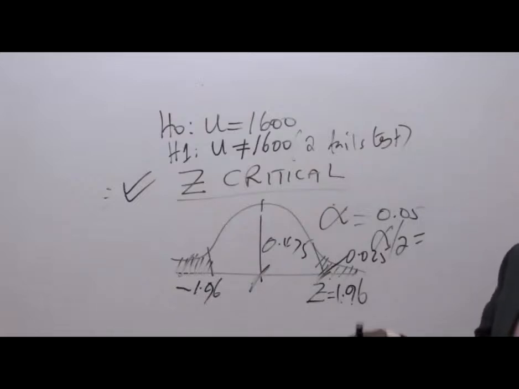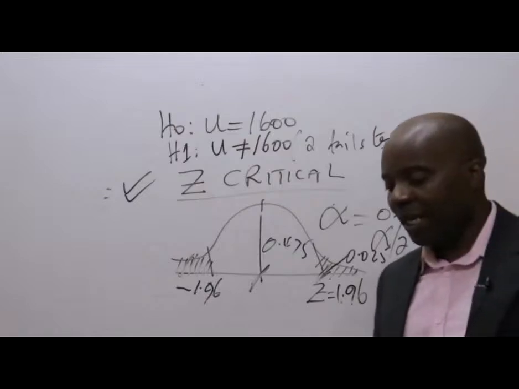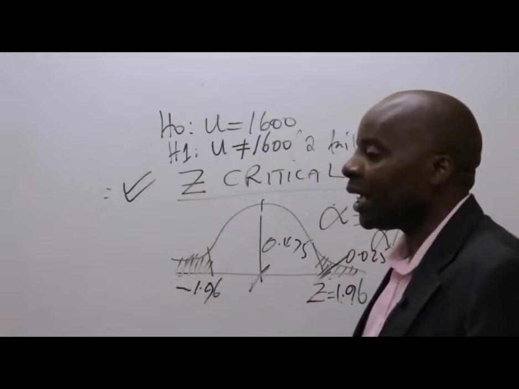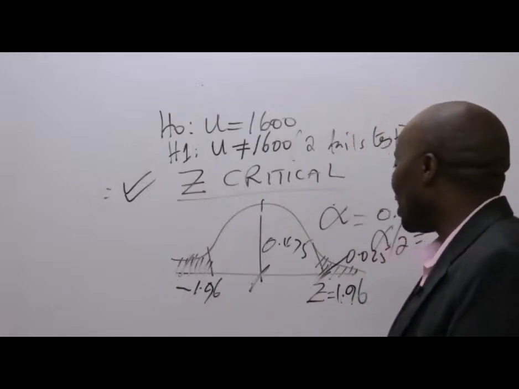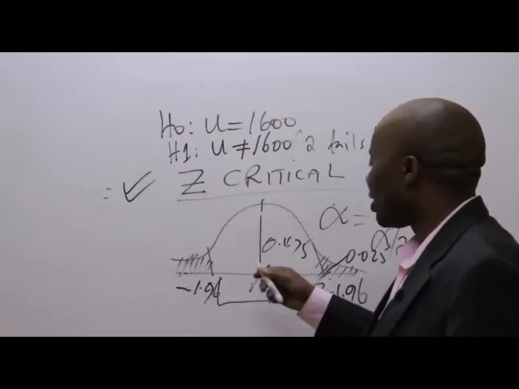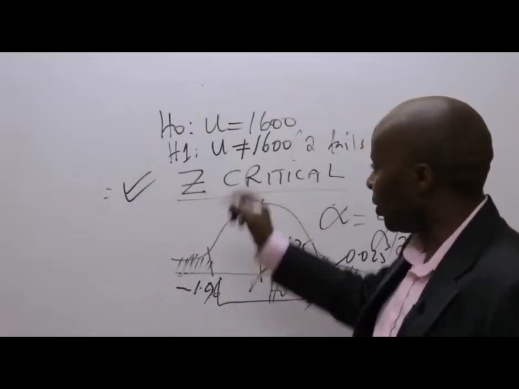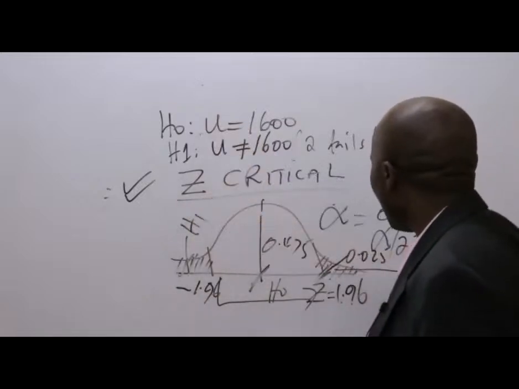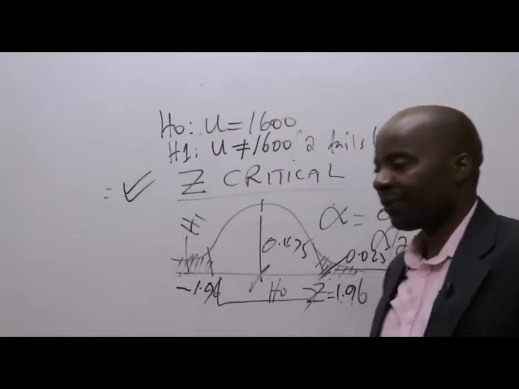So now you need to move to the last area. The last area is quite a nice area. Before I go to the last area, I want you to indicate there that the unshaded region is the H0 region. The shaded ones, these are the H1 regions.